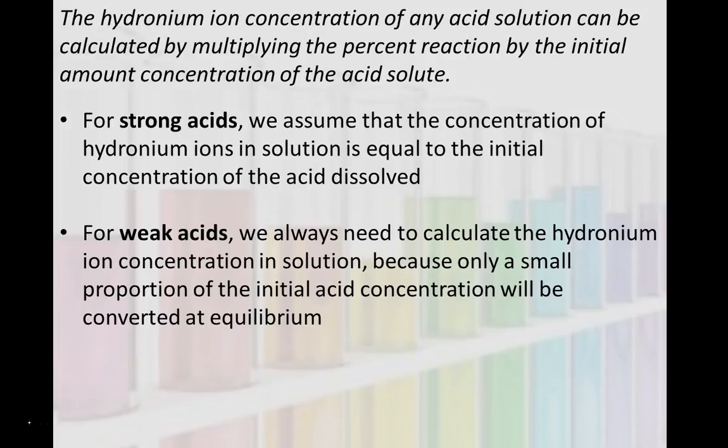Hydronium ion concentration for any acid solution can be calculated by multiplying the percent reaction by the initial concentration. And so here's two situations. For strong acids, we assume that the concentration of hydronium ions, and this is what you have to write down, is equal to the initial concentration of the acid. So if you're dissociating a strong acid, if the concentration initially was 2 moles per liter of sulfuric acid, the concentration of sulfuric acid would still be 2 moles per liter.